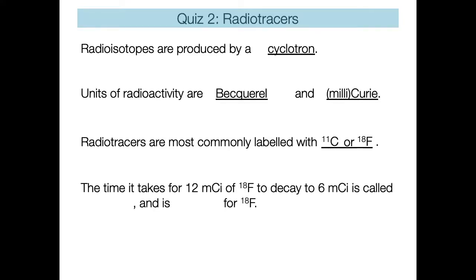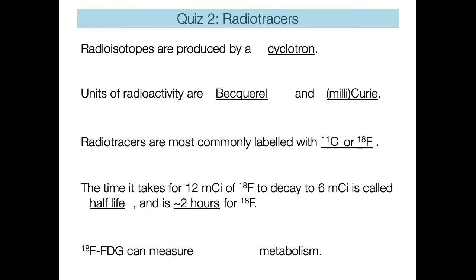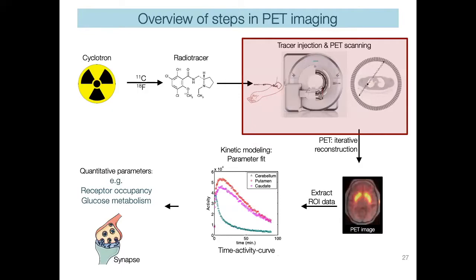All right. The time it takes for 12 millicuries of F18 to decay to 6 millicuries is called... Yes, you got this one. And what's the half-life for F18? Oh, I heard some rights and some wrongs. It's about 2 hours. C11 is 20 minutes. So F18 FDG can measure what kind of metabolism? Excellent, very good. Quiz number 2 is done.